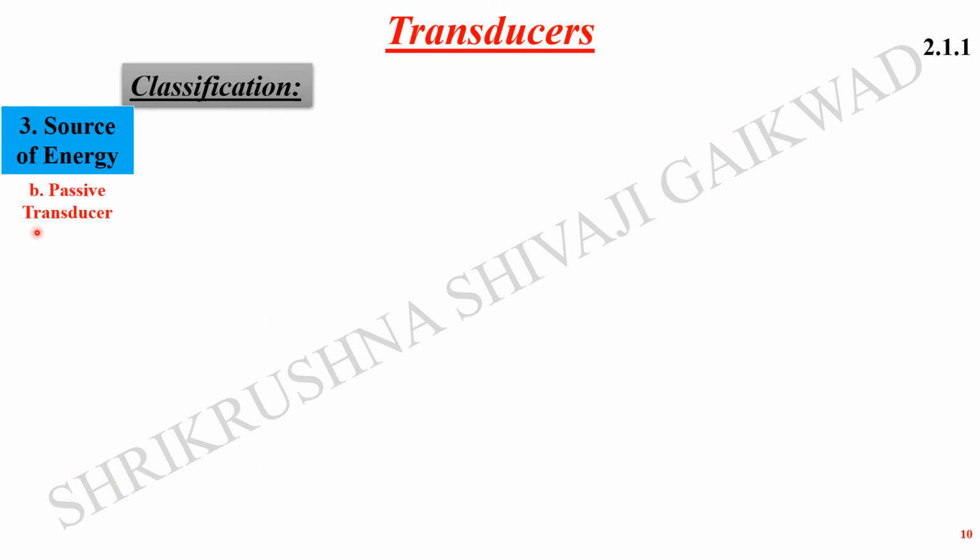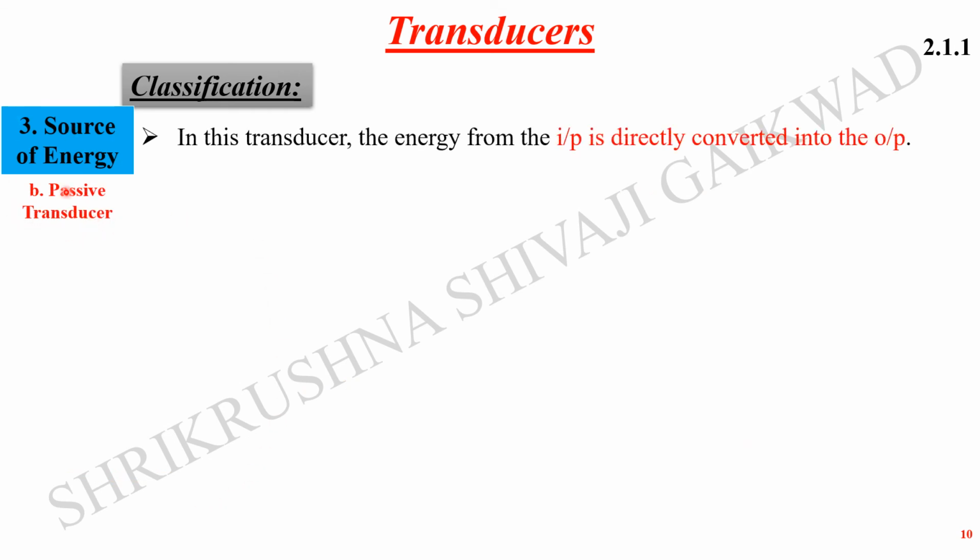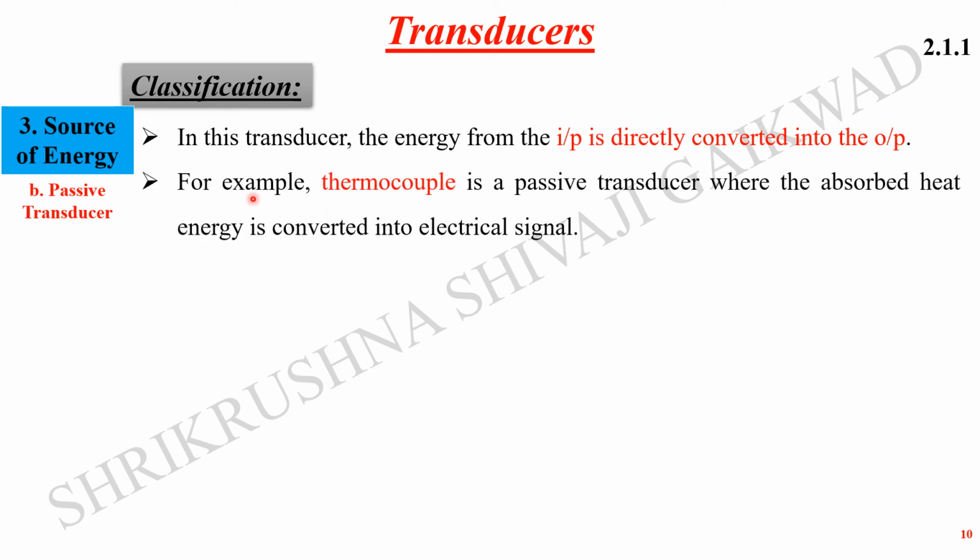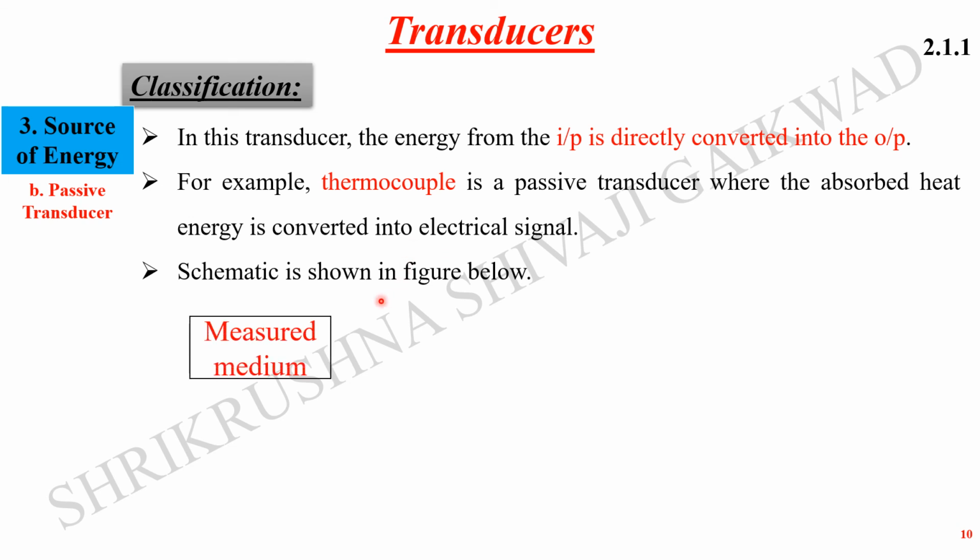Then the other type is the passive transducer. In this case, the energy from the input is directly converted into the output. So in this case, we don't require an auxiliary source or external power supply. For example, a thermocouple is a passive transducer. Here the absorbed heat energy is converted into an electrical signal. The schematic representation is shown over here.